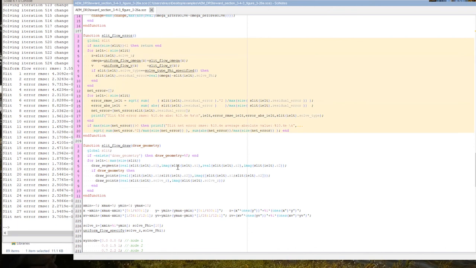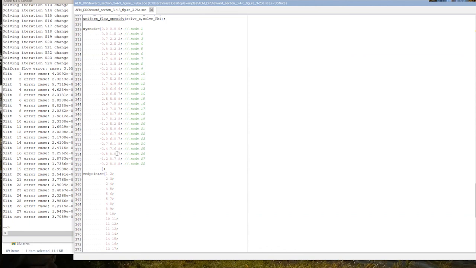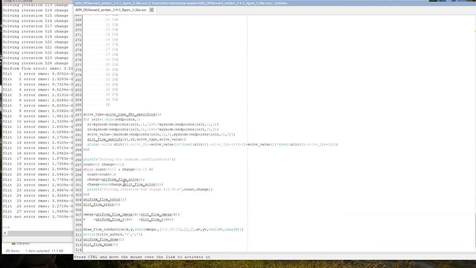And then it can draw. Here we specify the endpoints. We specify the uniform flow. We specify the set. This is all out there so you can take a look at it later. Specify the nodes. Specify how the slits are connected. We iterate through a number of times till we get a small solution. We show the error. And then we compute the potential of the vector field and draw it.